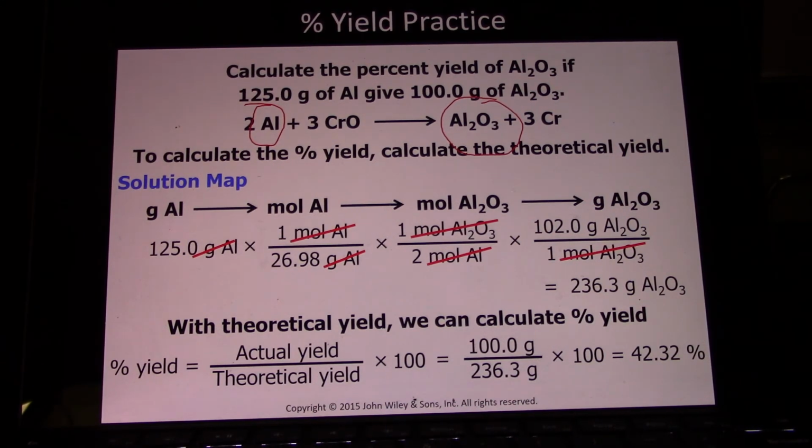You play with your solvents, your temperatures, and your conditions, trying to bring that percent yield up to get more product every time you run the reaction. And that is the end of Chapter 9.